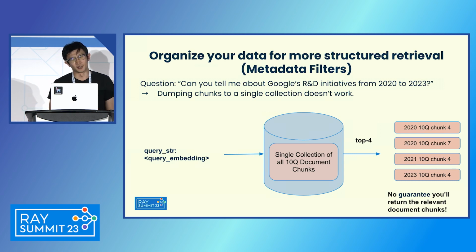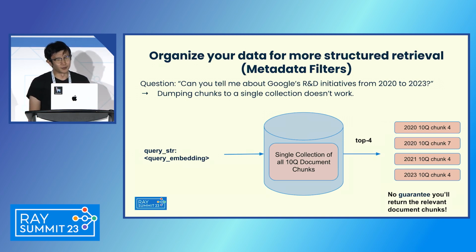Elaborating on how this can plug into the vector DB: here's how you can take this metadata and integrate it with a vector database through metadata filtering. Imagine you have a basic question, like, can you tell me about Google's R&D initiatives from 2020 to 2023? And assume there was some parser that's able to take the set of financial statements for Google, the 10Ks, for instance, and tag each one with its year.